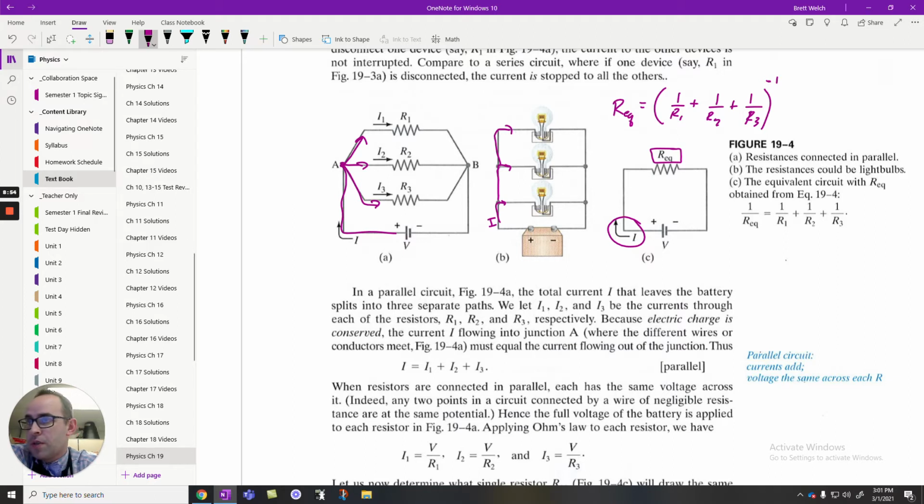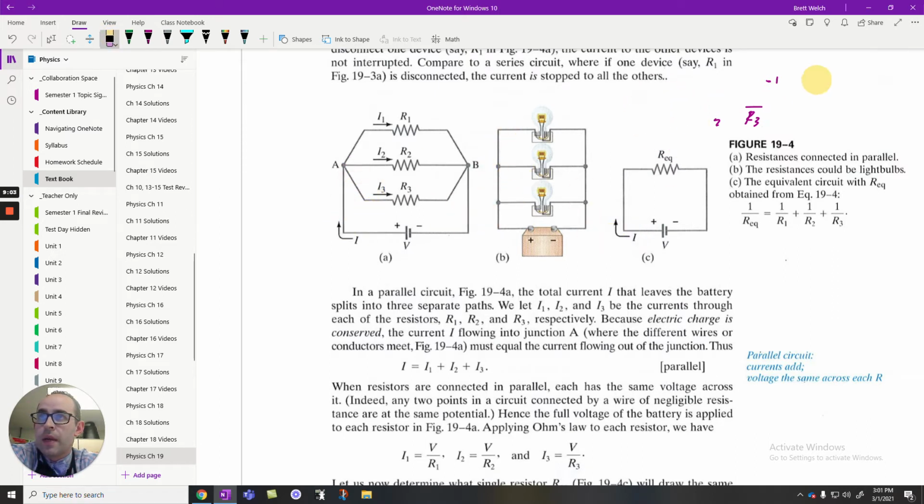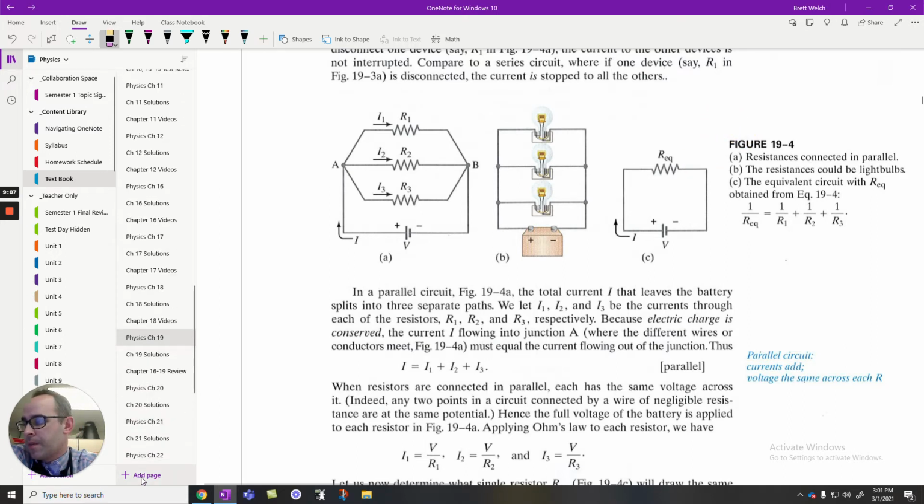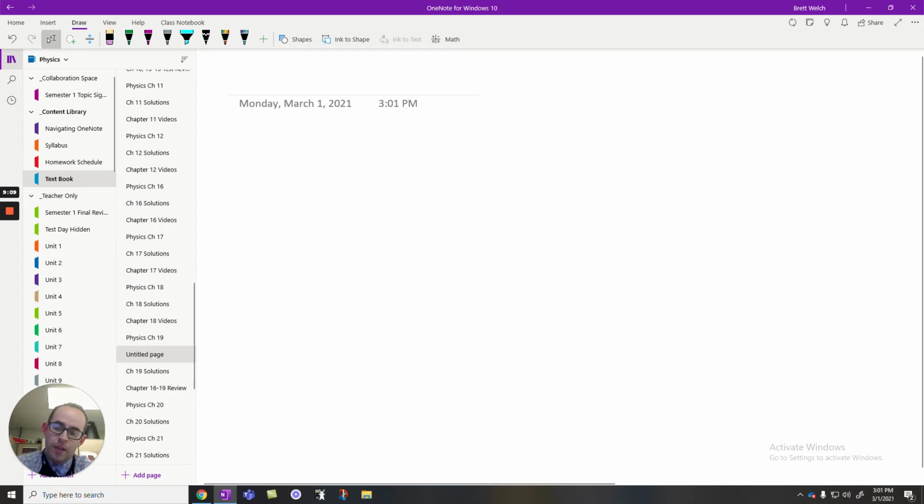A couple of things that you need to know to make the problems a little bit easier to understand. Let's jump to another page here and add ourselves some space to do some work. All right, so a couple things about resistors in series and parallel. This is really important stuff.